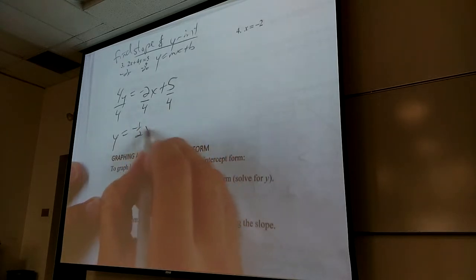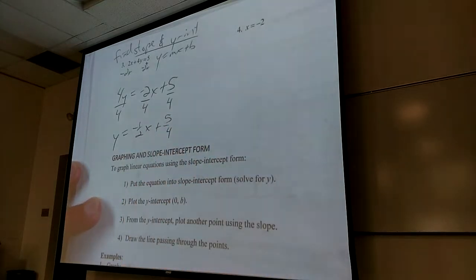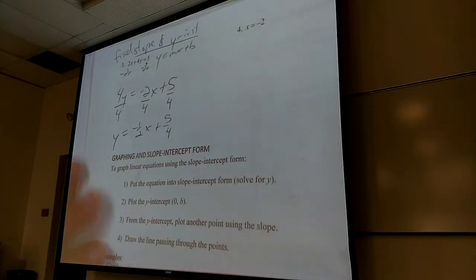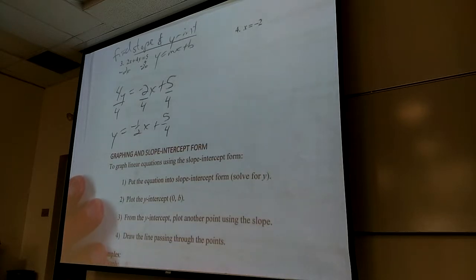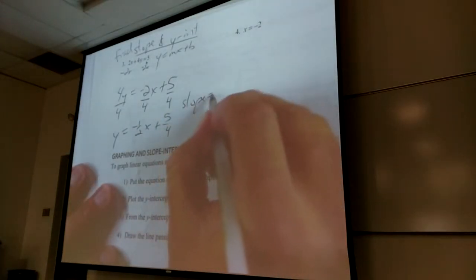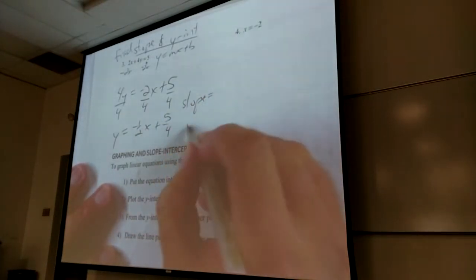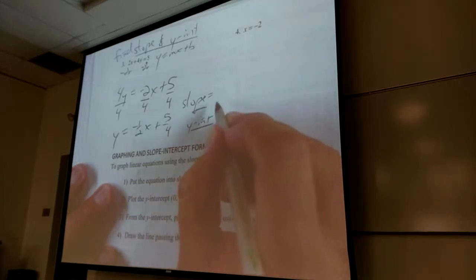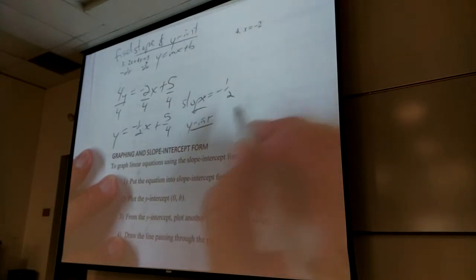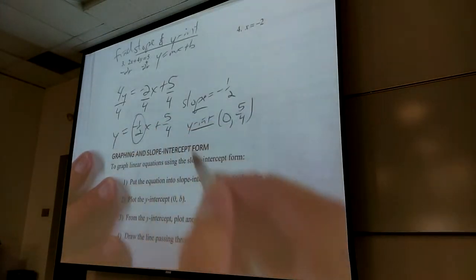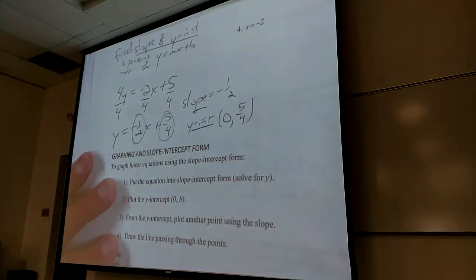Negative 1/2x. I just kept the 2. Plus 5/4. Anywhere in the universe you see 2/4, you can make it become 1/2. So the slope is negative 1/2. Careful. Slope is negative 1/2. Yes. 0, 5/4, so M is the slope. B is the y piece of the y-intercept.